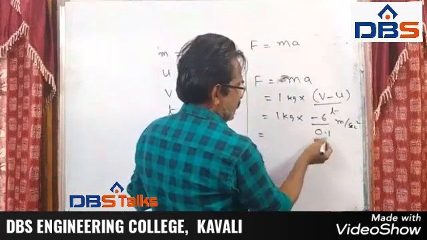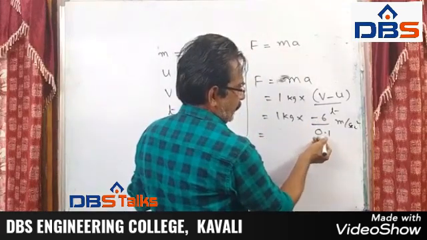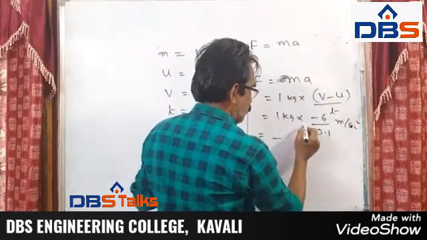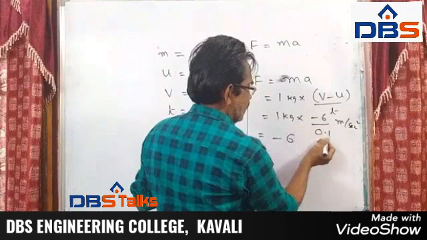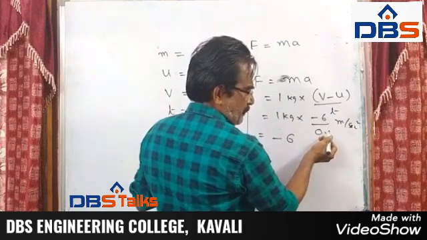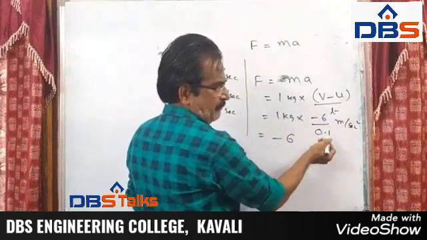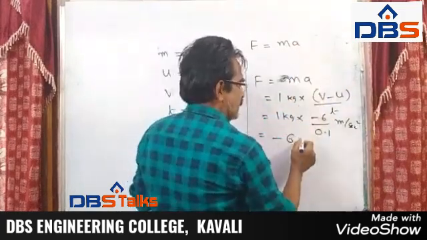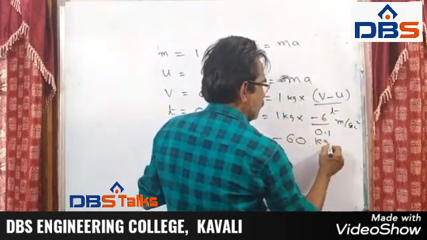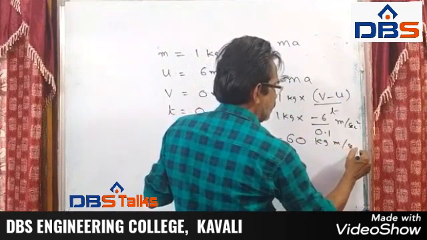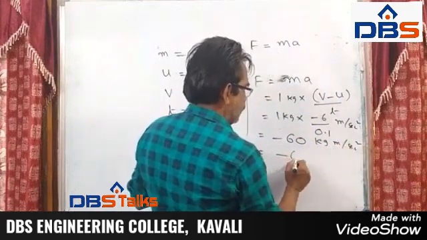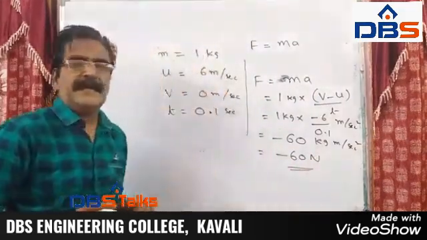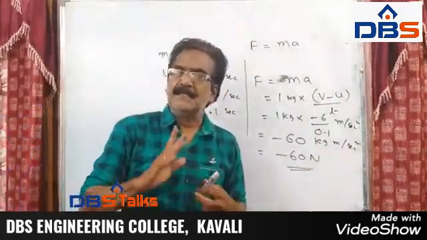So minus 6 by 0.1. Here, a decimal of 0.1 means 1 by 10, right, friends? 0.1 means 1 by 10. The 10 comes to the numerator. Minus 60 kg meter per second square. That is equal to minus 60 newtons. See, the force to be applied is 60 newtons.